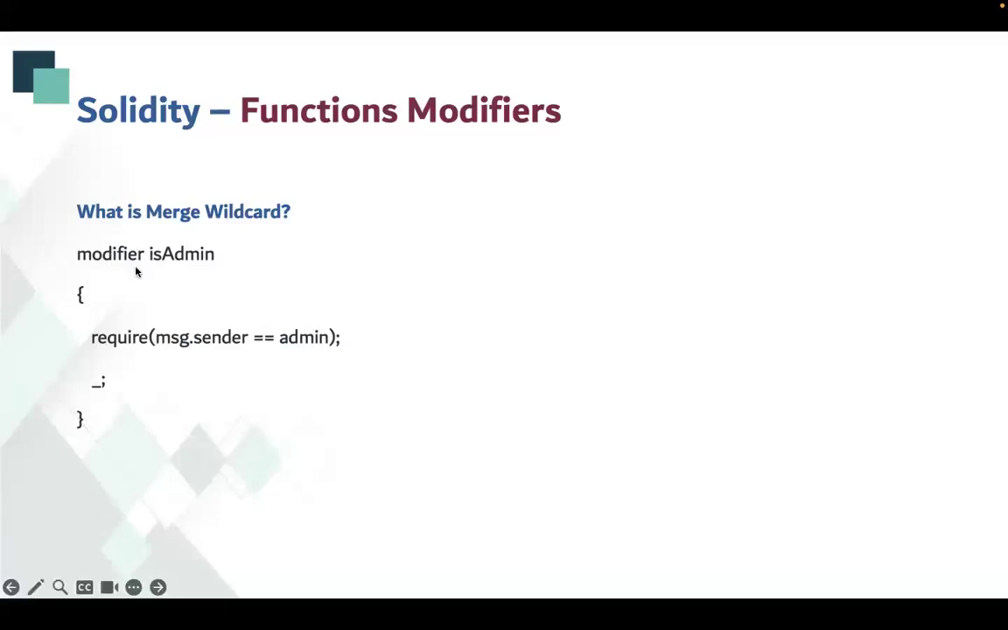Here, we have a modifier isAdmin. The require statement here checks first if the message sender is the admin of the contract or not. If the condition is true, the merge wildcard, which is here the underscore, allows the execution to continue to the function it modifies. So you will not be able to continue to the function if the message sender here is not the admin. This is what we mean by merge wildcard.